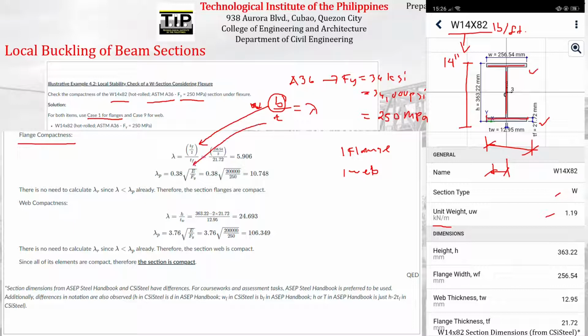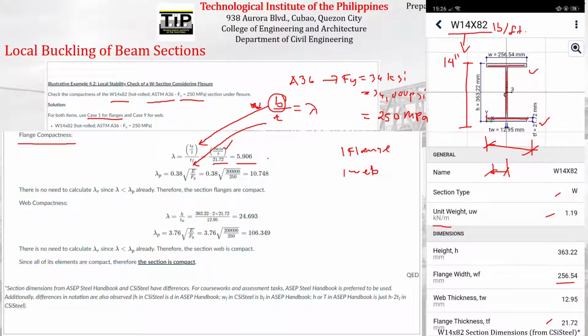The thickness is the same. It's just the thickness of the flange. So you can see here the bf, or the width of the flange, is equal to 256. That's why it's written here as 256, divided by 2, and then divided by the thickness of the flange, which is equal to 21.72. The ratio will be equal to this. So that is lambda, the width thickness ratio of this particular flange of W14 by 82.